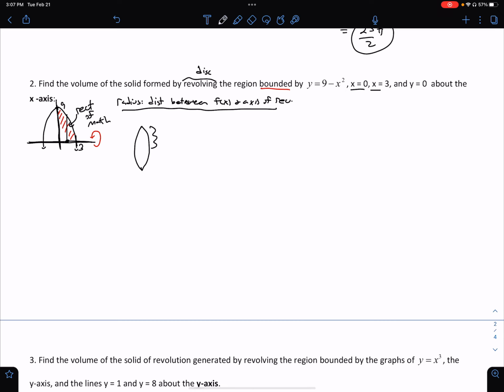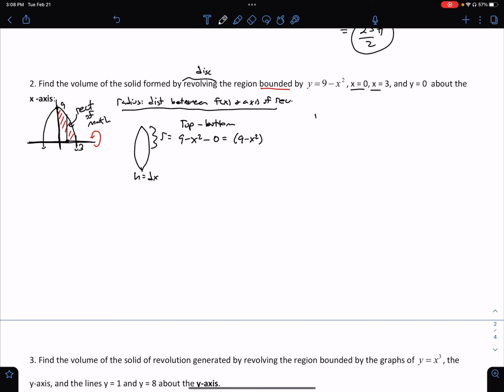It's going to have a radius. Well, that radius, because we're vertical, is top minus the bottom. The top function, what's on top? It's my parabola, 9 minus x squared, minus the bottom, well, that is just my x-axis, which is y equals 0. So we're just going to get 9 minus x squared. Now we have to get the height. The height is just the thickness, which is just our dx for now.